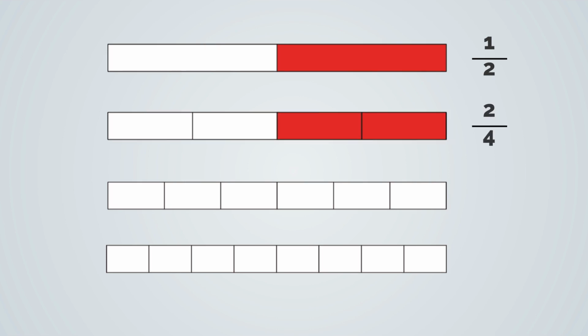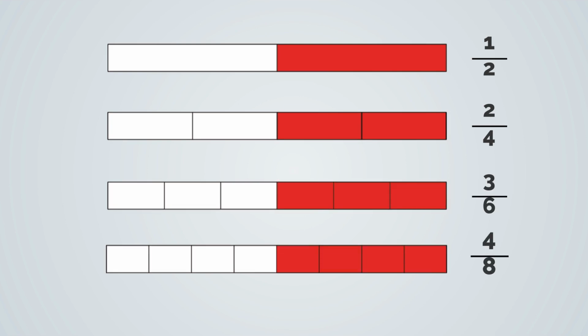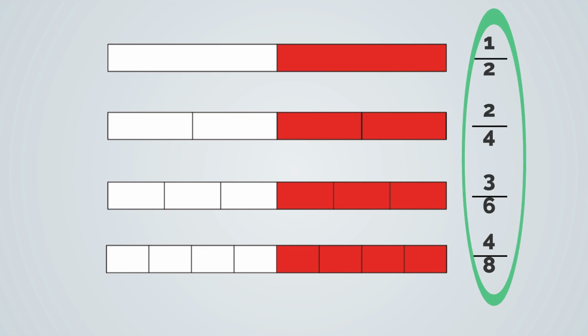Now, if we want to color up half of the strips, the first one, we're going to color one part out of two. The second one, 2 parts out of 4. The third one, 3 parts out of 6. And the fourth one, 4 parts out of 8. All those fractions that we got are equivalent fractions since they all have the same value.